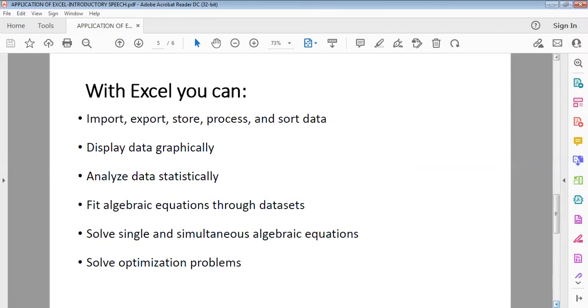You can fit algebraic equations through data sets. You can solve single and simultaneous algebraic equations. And you can also solve optimization problems using Excel. We'll be walking through each of these as the lecture proceeds.